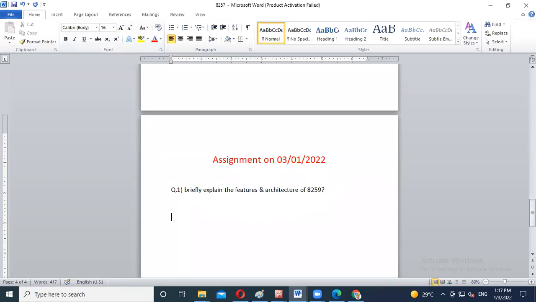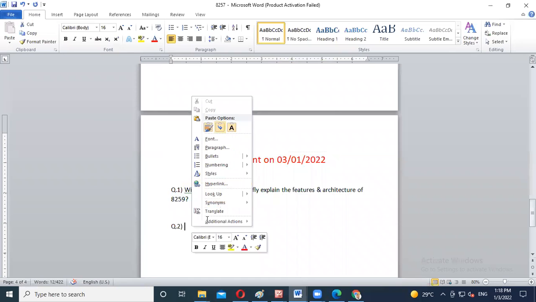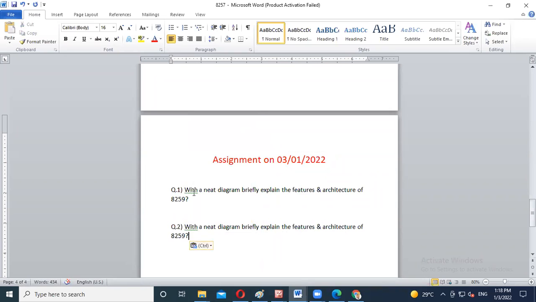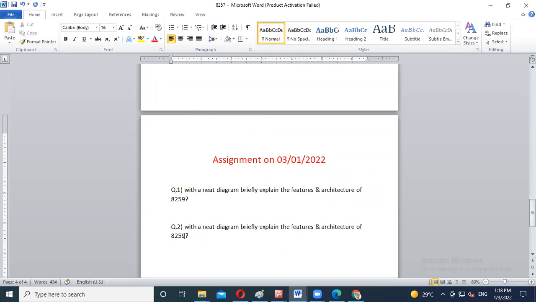The second assignment question: with the need, briefly explain the architecture of 8259. In the same way, here also explain 8257. So dear all students, take today's assignment, these two questions.